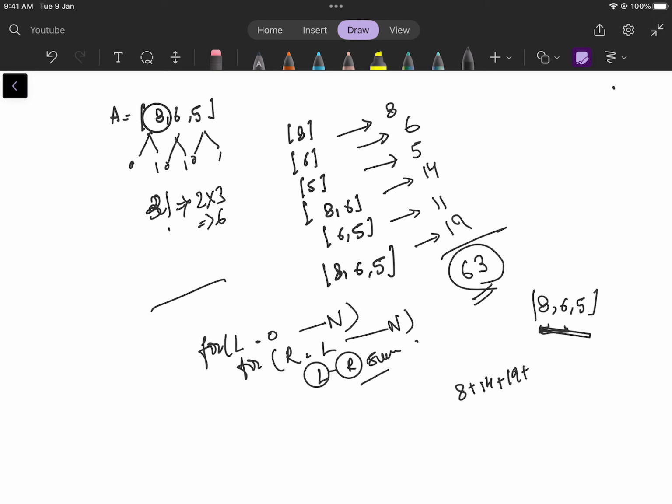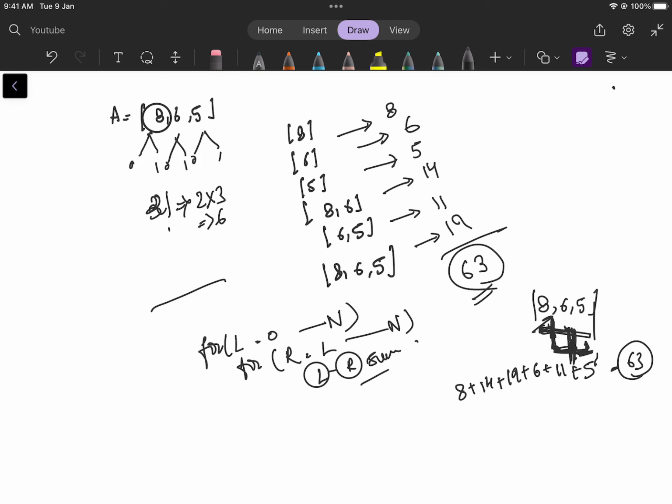Plus, now you will move your L pointer. Now 6 is a valid subarray, you will add 6. Then 6 5 is a valid subarray, then you will add 11. Then you will move your L pointer when your array is finished, and then 5 is a valid subarray, you will add 5 and you will get 63 at the last. So what you are doing is not adding again and again, but carry forwarding the sum.